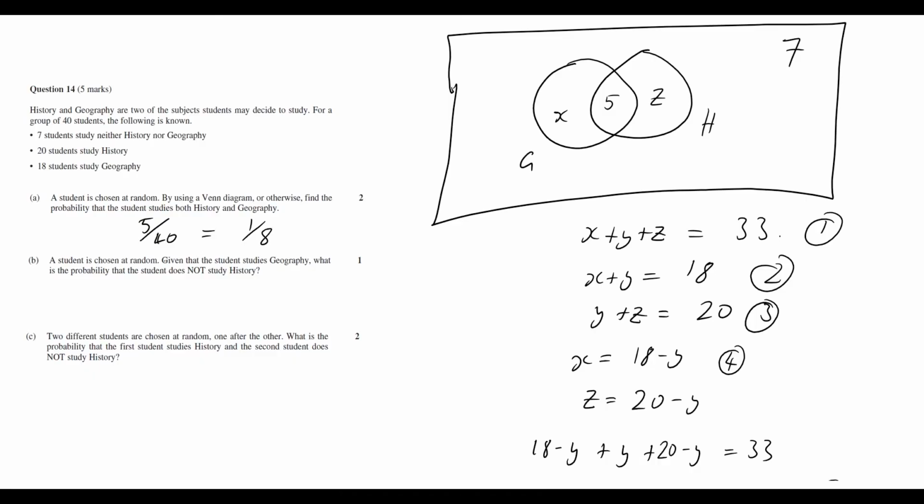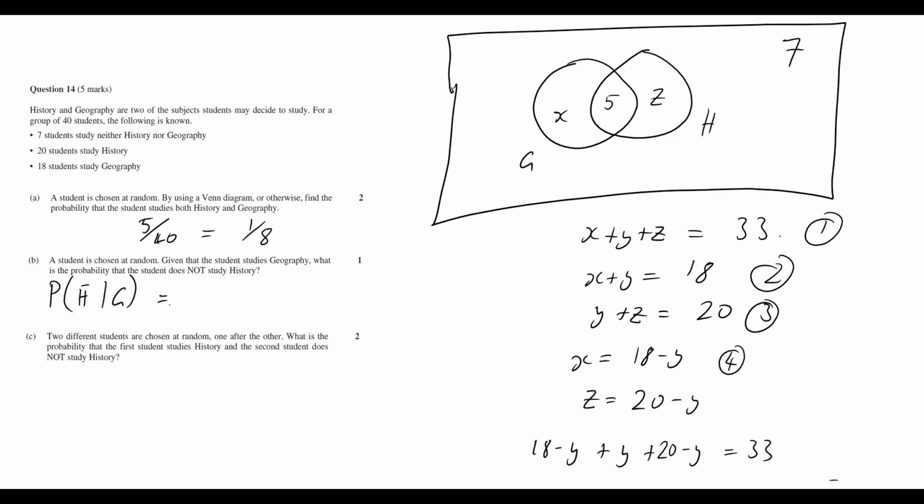Now for part B. A student is chosen at random. Given that the student studies geography, what is the probability that the student does not study history? So given that they study geography, what's the probability that they do not study history? So let's write that out using some proper notation. So they do not study history, so we'll write that like that, given that they study geography.